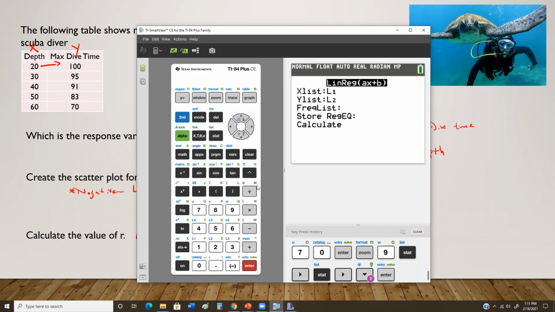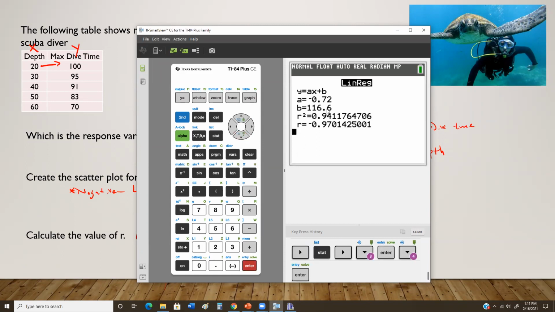And then if you have a TI-83, it just says LinReg AX plus B. Just hit enter again if you're on your TI-83. On the TI-84, you're going to scroll down to calculate. And you should see something like this. Okay. How many people see these numbers here?